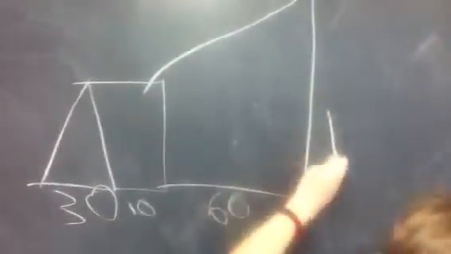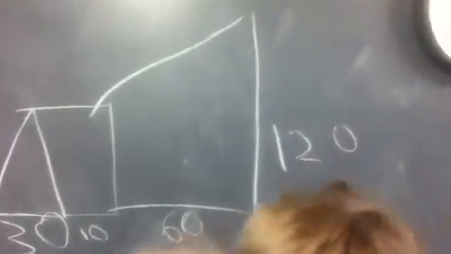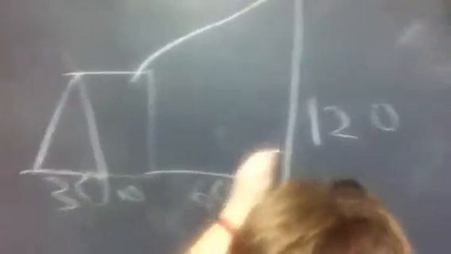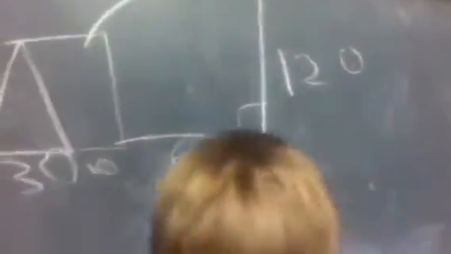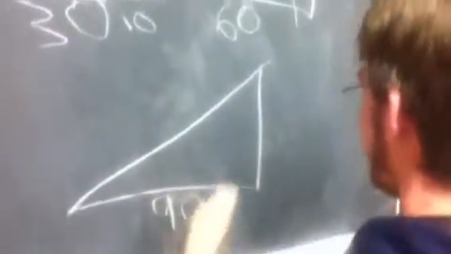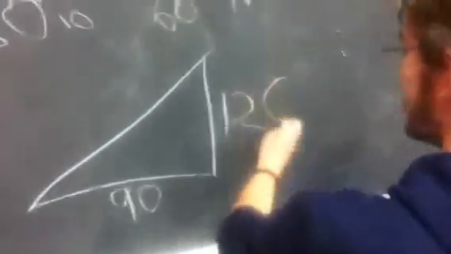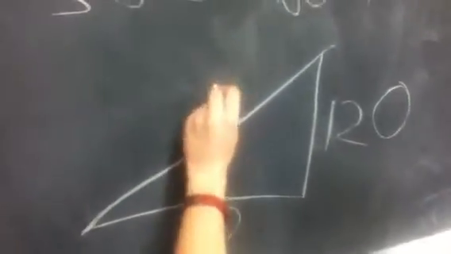So in the diagram, I'm going to try and make this as easy as possible. I have 30, I have 10, and then I have 60 and 120. Now, the drawing is not drawn to scale. But if I take out the river, then I have 90, 120, and then I have that, which I'm trying to solve for.